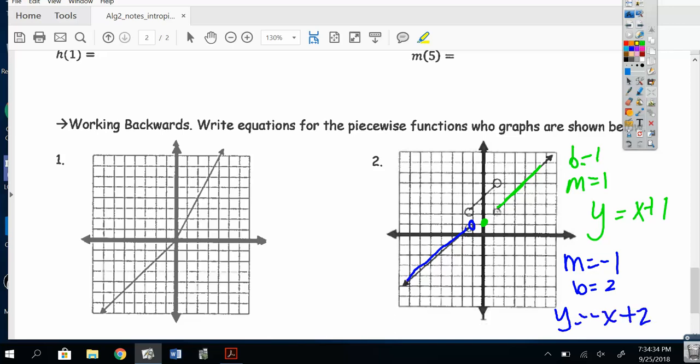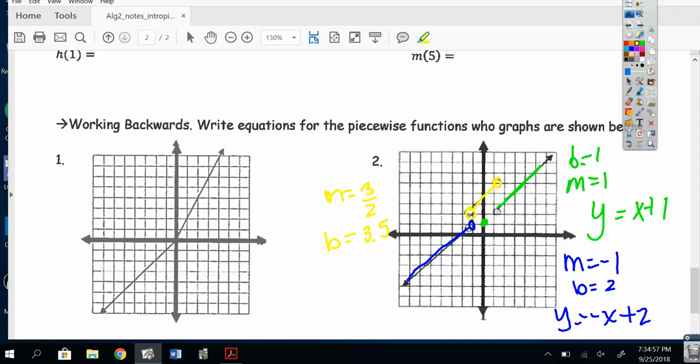And if I look at this last one, I want to assume it's here and here. 1, 2, 3, 1, 2. So that would be m is 3 over 2. And b looks like it's 1, 2, 3.5. I'm going to say it's 3.5.